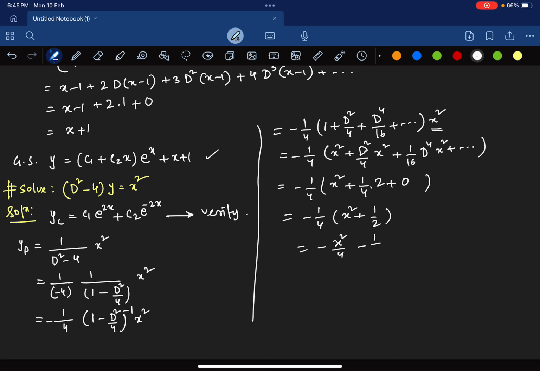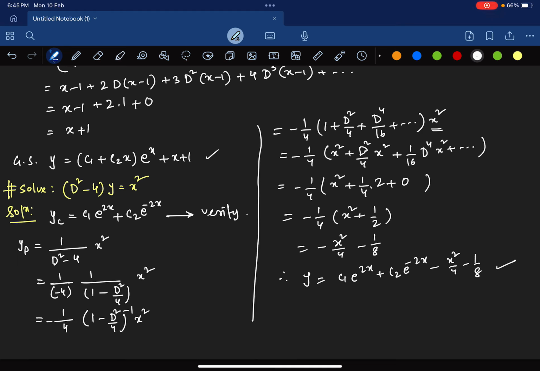So if you just simplify this thing, I think you are going to get minus x square by 4 minus 1 by 8. That is, the final general solution is going to be y is equal to C1 e power 2x plus C2 e power minus 2x minus x square by 4 minus 1 by 8.